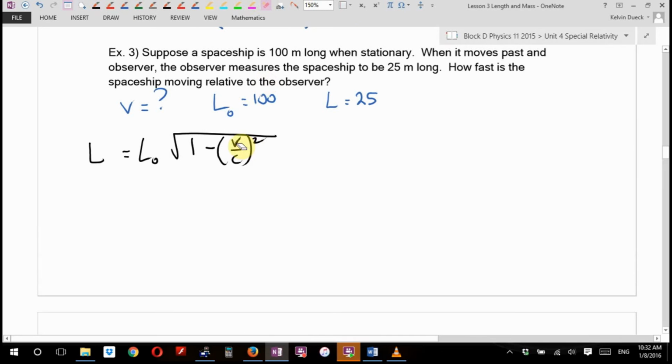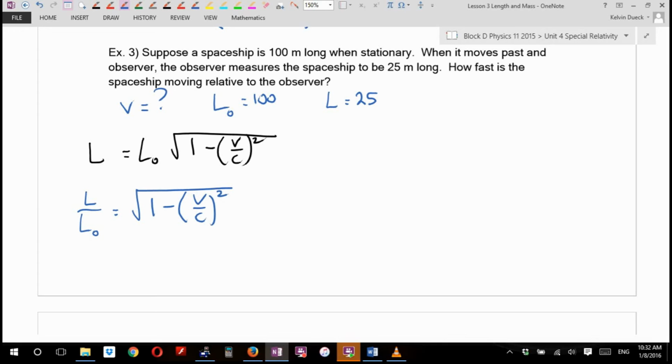Matt, see the V? What side is it on, left side or right side? It's inside the square root, and I'm going to do reverse BEDMAS, so I'm going to deal with the square root later and that bracket later. I'm going to deal with this guy first. What's this L0 doing to the square root? Adding, subtracting, multiplying, or dividing? How will I move it over? So my next line is L over L0 equals the square root of 1 minus V over C all squared.